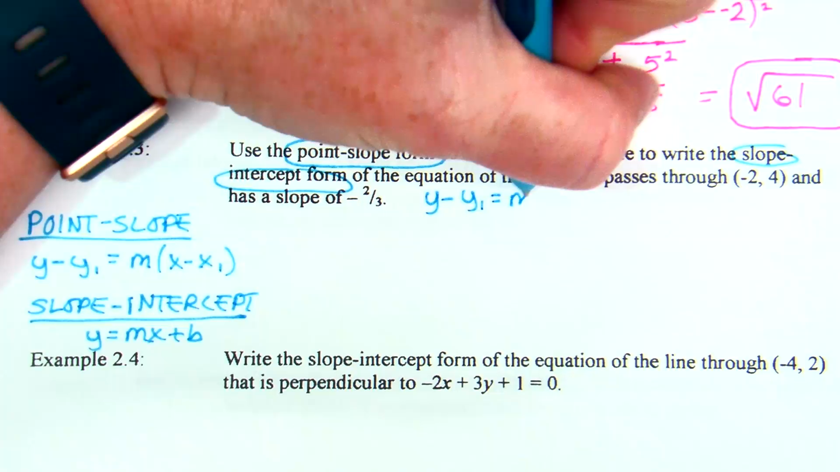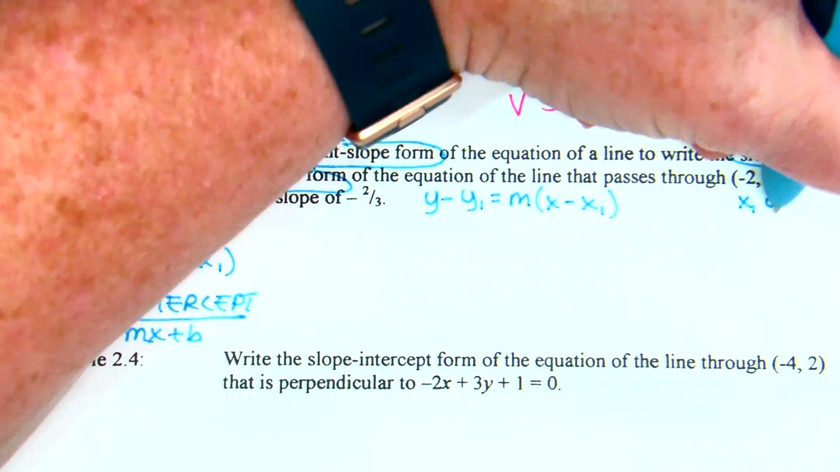And we know our point and a slope. This -2, 4, they're going to go in place of x1 and y1. The slope is going to go in place of m. So y minus 4 equals -2/3 times x minus -2. But we all know x minus -2 is really x plus 2.